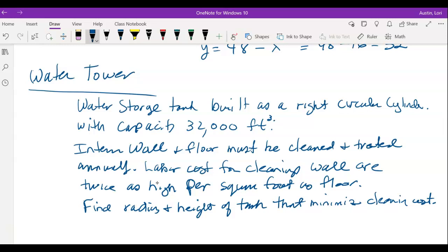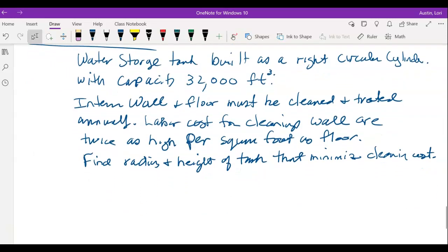As the floor. So it's twice as high per square foot. Cleaning the walls is twice as high per square foot as the floor. The walls cost twice as much to clean than it costs to clean the floors. Start with a picture. All right, so draw yourself a tank.